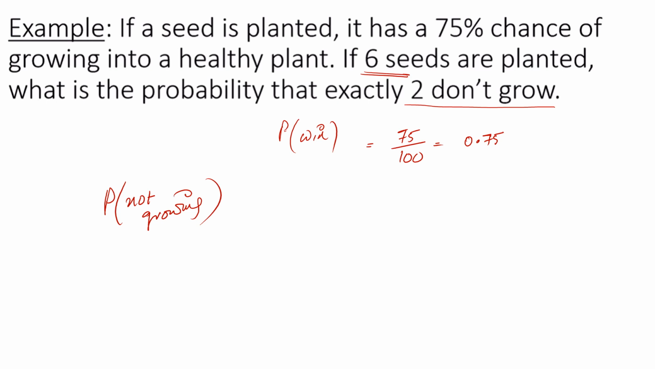Okay, now understand the probability of 2 do not grow. So 2 do not grow means out of the 6, 2 are not growing. So if 2 are not growing, understand that by reading our question, seed is planted and 75% chances of growing a healthy plant. We said that 1 minus 0.75, that will give us 0.25.